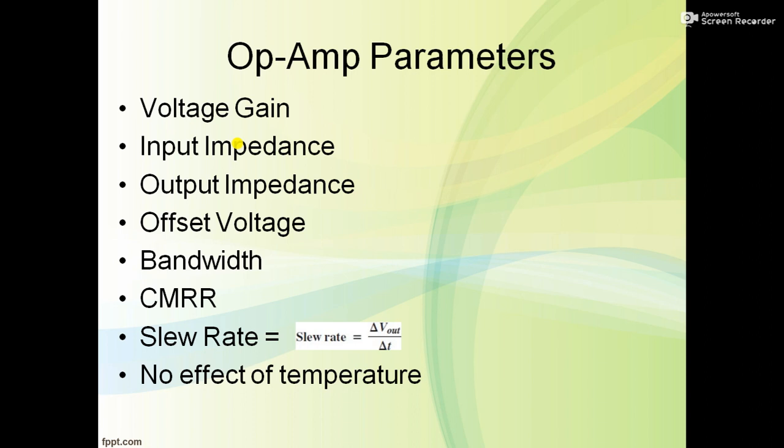Then the third parameter, output impedance. This is internally connected at the output stage of the operational amplifier. In this case, some amount of current is flowing at the output side. Due to that effect, whatever the output impedance is, it is zero output impedance in the ideal op-amp case.